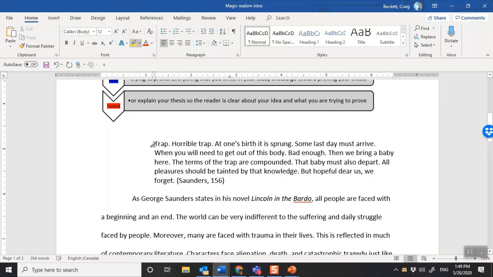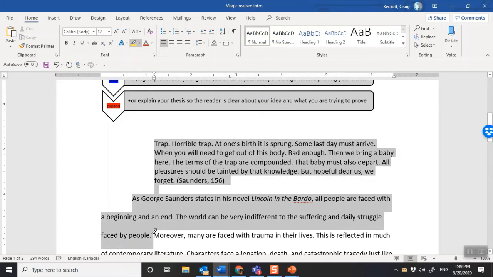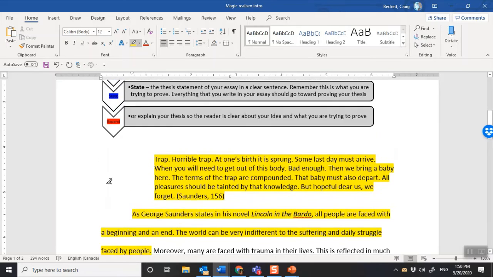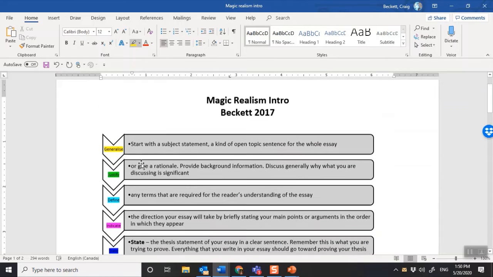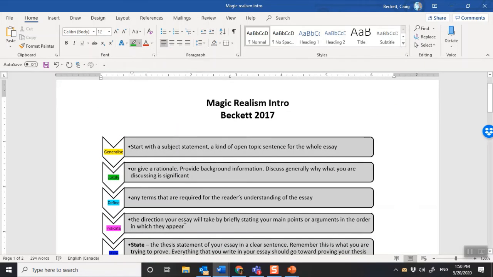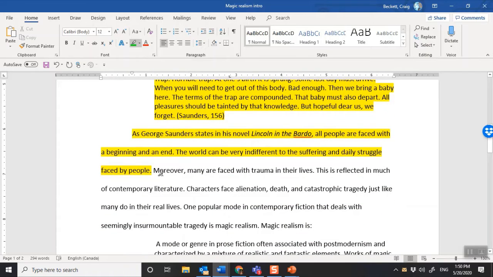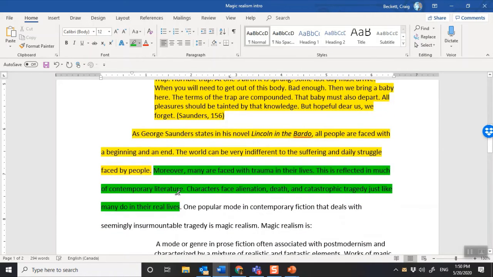Saunders 156. So as George Saunders states in his novel Lincoln in the Bardo, all people are faced with a beginning and an end. The world can be very indifferent to the suffering and daily struggle faced by people. So that's all generalized. We're getting a little bit closer here. Moreover, many are faced with trauma in their lives. This is reflected in much of contemporary literature. Characters face alienation, death, and catastrophic tragedy, just like many do in their real lives. Okay, I'm going to pick green here. I think that's it right there.